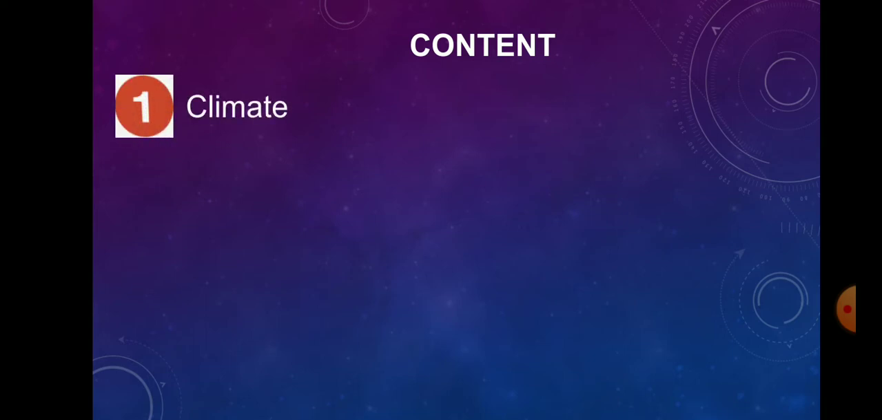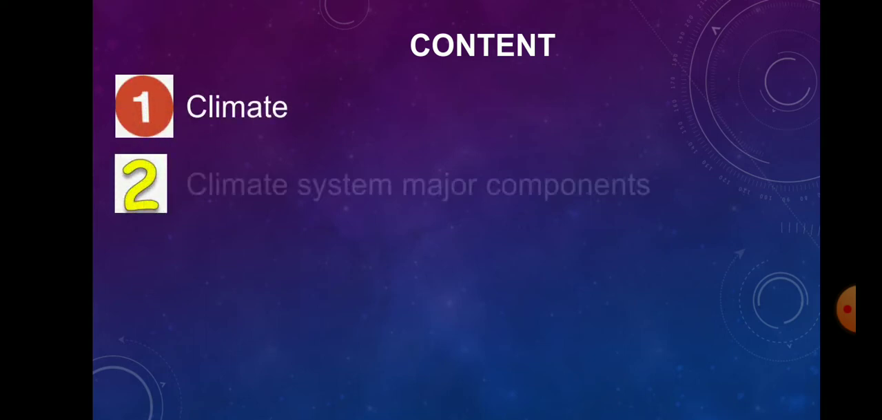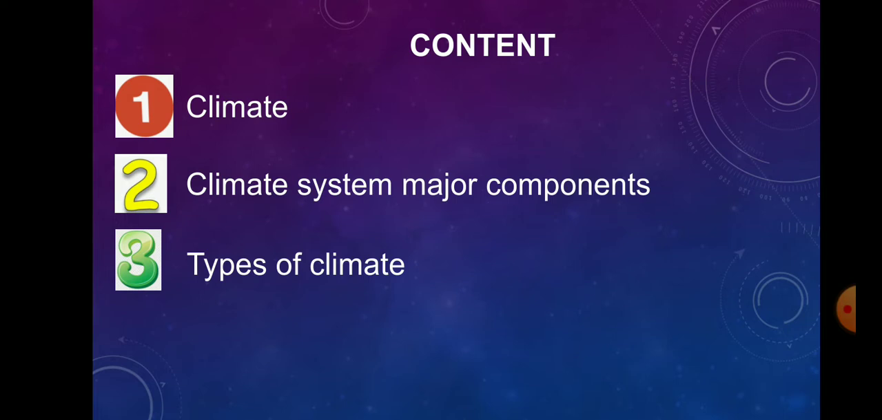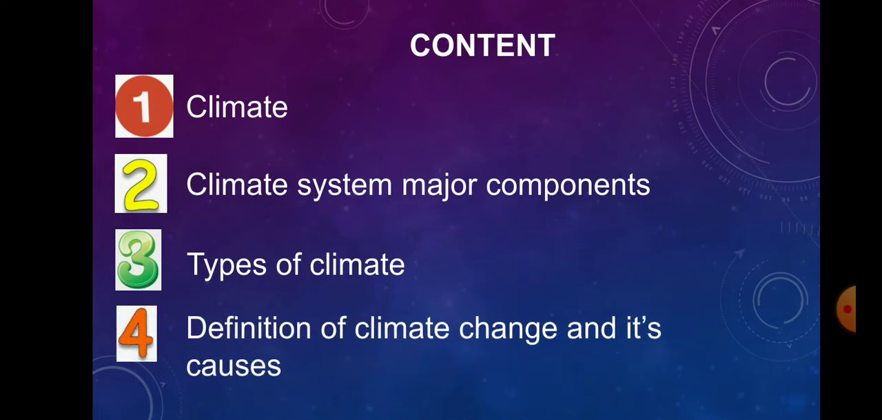First, climate. Second one, climate system major components. Third, types of climate. Fourth, definition of climate change and its causes. Before I discuss the lesson 6, which is climate change, let us know first what is climate.